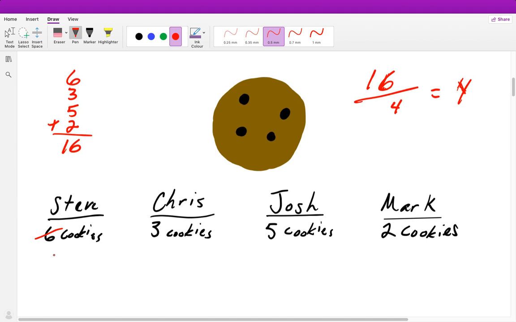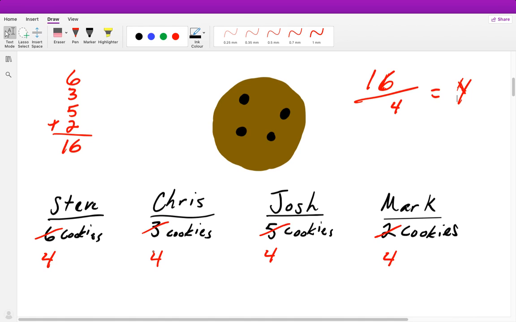So that means Steve is going to take 2 of his cookies, and maybe he just gives them both to Mark, so that way Mark will have his 4 cookies. And Josh will take 1 of his cookies, so that way he's at 4, and he'll give Chris 1 of his, so that way he's at 4 as well. If this question made sense to you, this is the mean. This is the average.